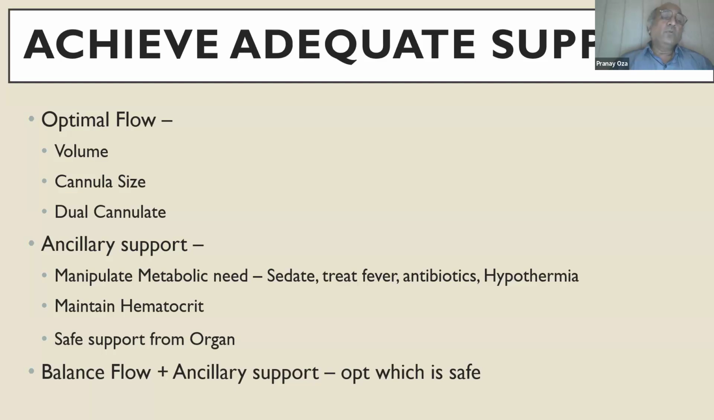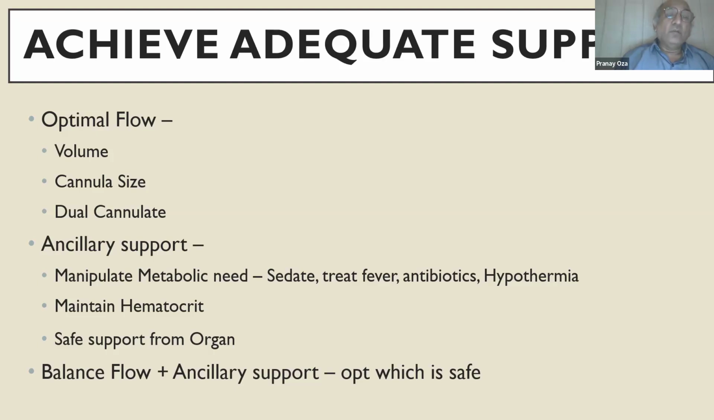So you can go up on the volume. If you are not getting enough flow, you can give fluids and get the volume up, and then you might get the flow. You see to it that your cannula size is big enough to support the flow you require. If that is not helping, then you might have to put an additional cannula. So put an additional cannula if required. Okay. If your flow is not able to achieve adequate support, you have to think about ancillary support, other support which can make the patient's support adequate.